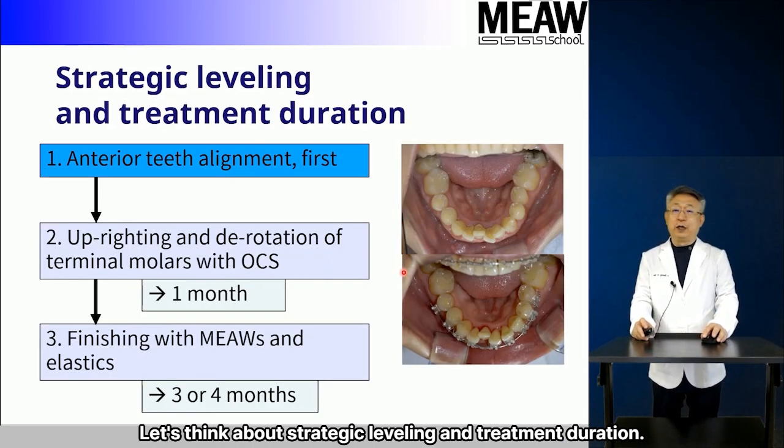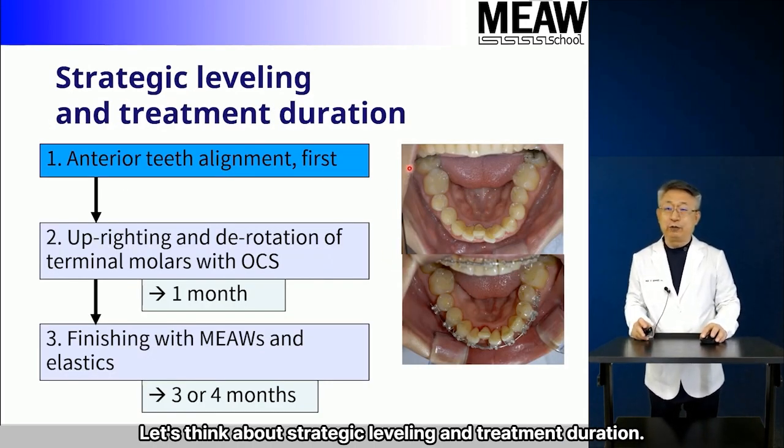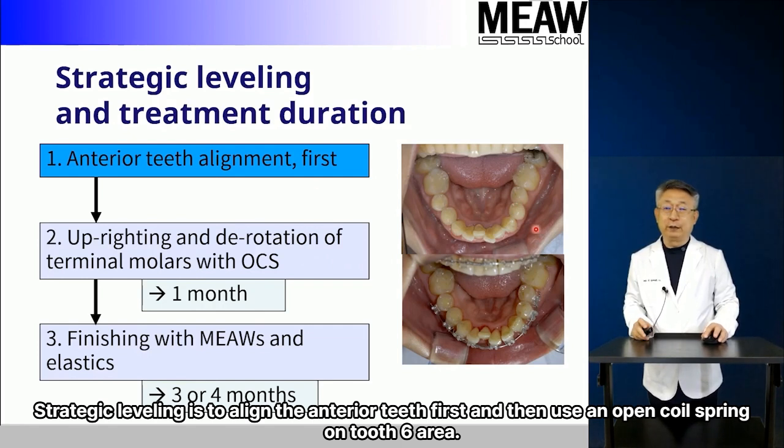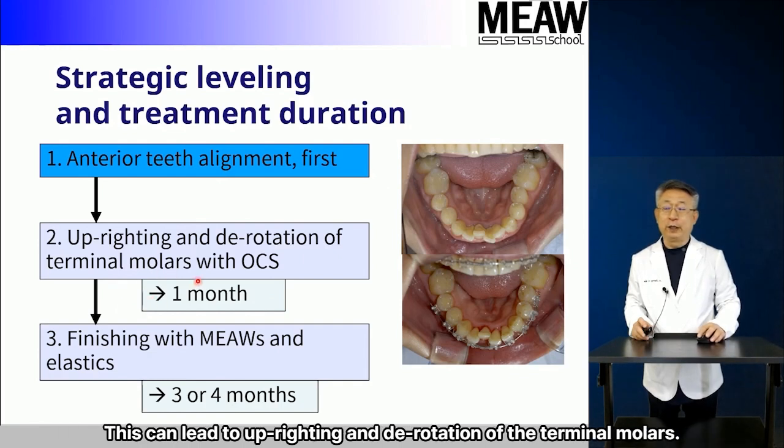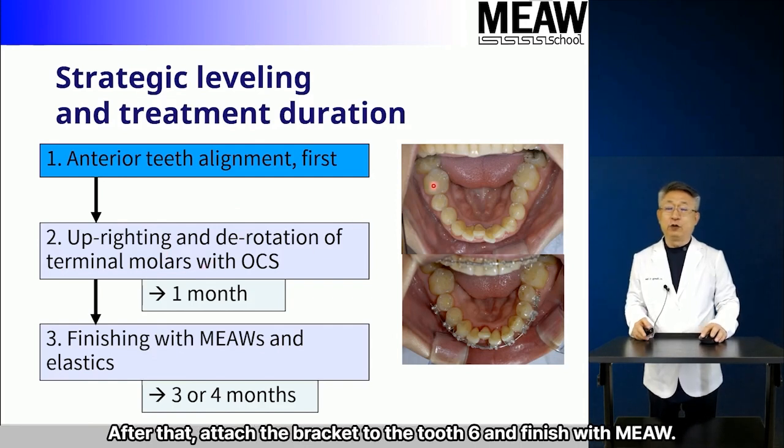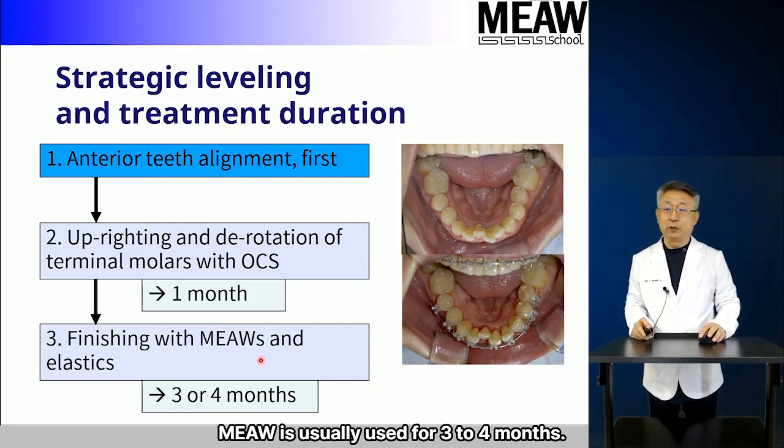Let's think about strategic leveling and treatment duration. Strategic leveling is to align the anterior teeth first and then use an open coil spring on the tooth 6 area. Normally, the period of using the open coil spring on tooth 6 is about a month. This can lead to uprighting and derotation of the terminal molars. After that, attach the bracket to tooth 6 and finish with MIU. MIU is usually used for 3 to 4 months.